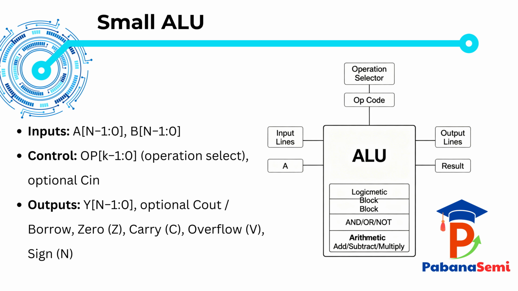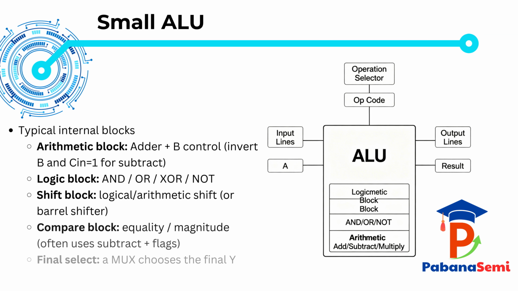When the result exceeds signed range, and sign, N, is typically the MSB of the result, showing whether the signed result is negative. So, the ALU doesn't just compute a result. It also outputs flags that help the CPU make decisions like branch, compare, and error detection. Let's open the ALU and see what typical internal blocks exist inside a small ALU.